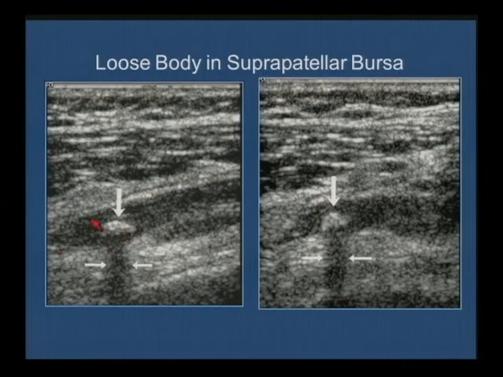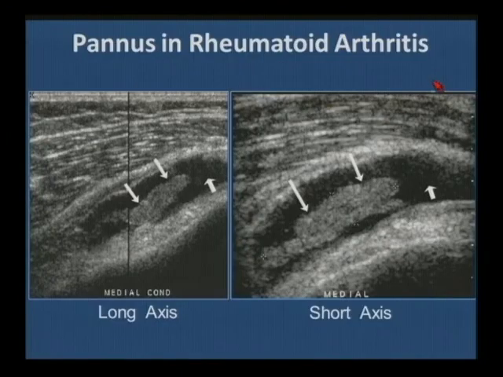If we go on, this is a joint body in the suprapatellar bursa. This is an ossific body which is formed because the patient has arthritis. You can see some shadowing. And this is pannus, this is synovium, and there's fluid we see in the suprapatellar bursa, but there's also the synovium or pannus in the patient with rheumatoid arthritis.